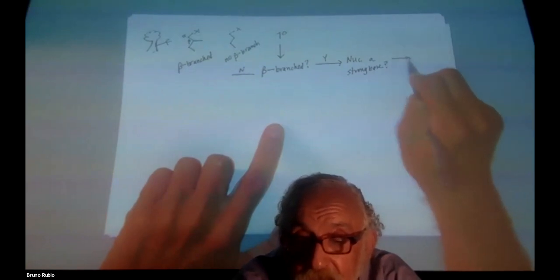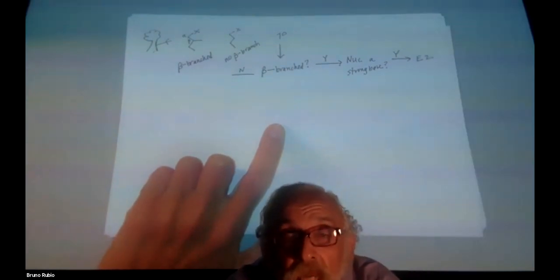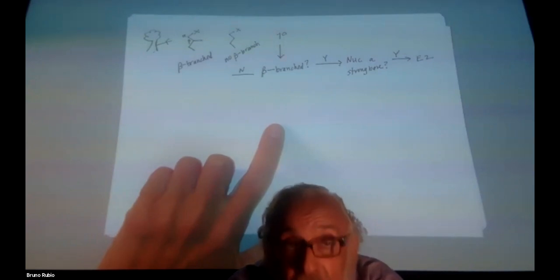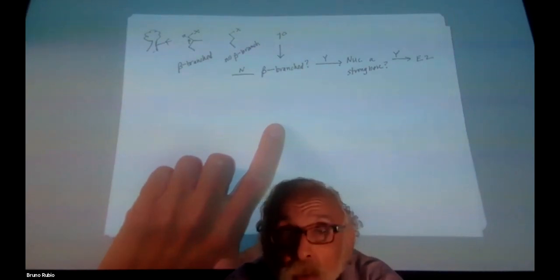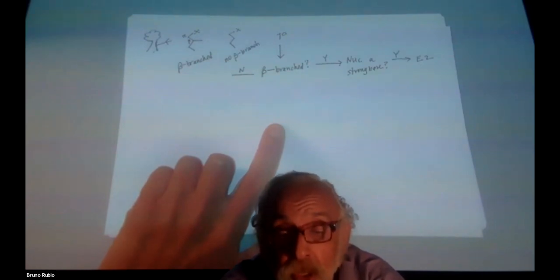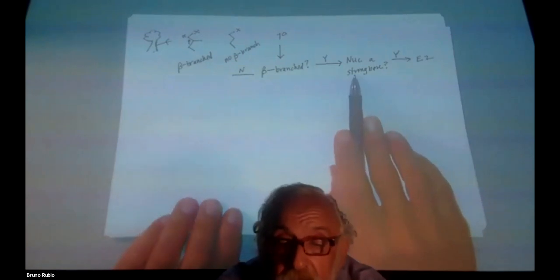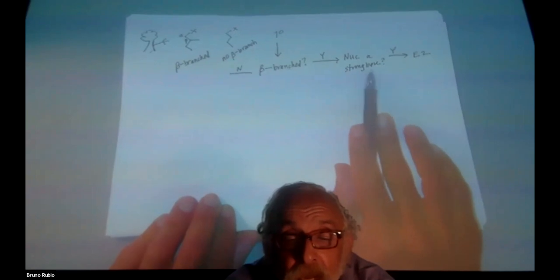And if it is, we'll get E2 elimination. The carbon that has the leaving group is too junked up for the nucleophile to get in there and push the leaving group out. But the nucleophile is also a strong base, so it's not just going to sit there doing nothing. It's going to do an E2 elimination and not a substitution. All right, so now this little decision, this little question here has some new vocabulary: strong base.